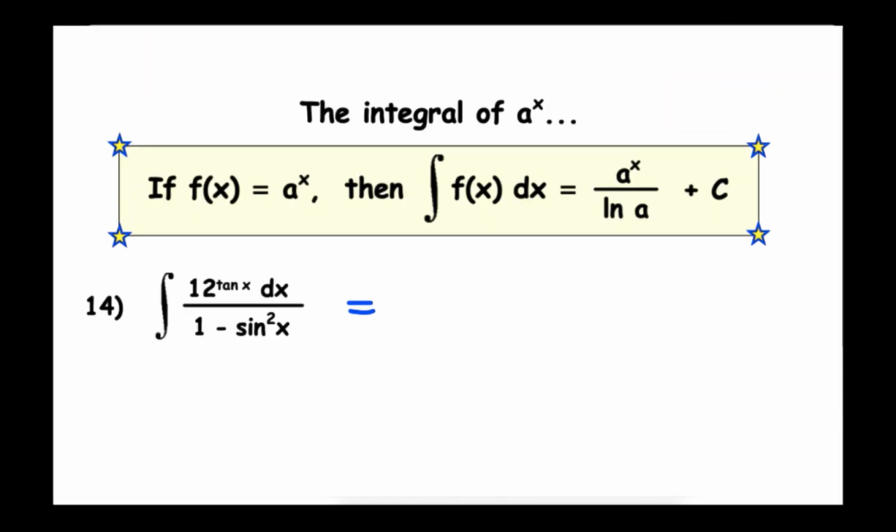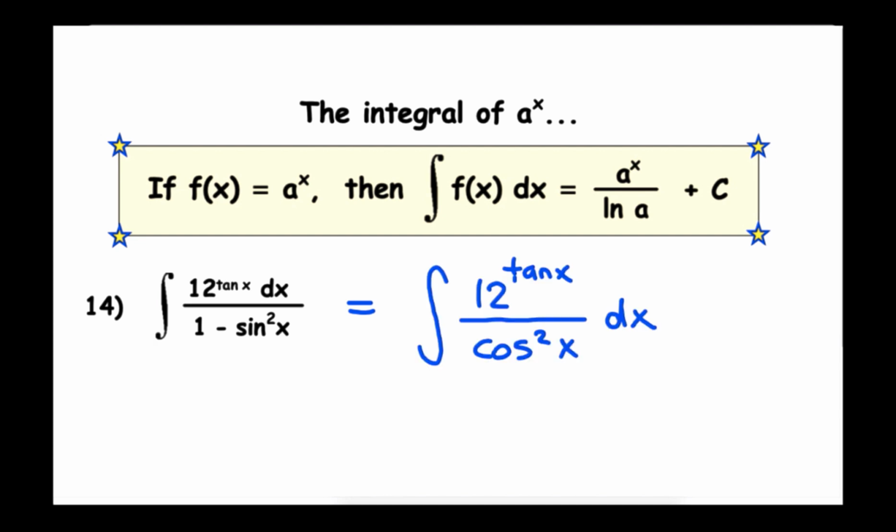Okay, just a couple more to go. Here's number 14. Again, you can see quite the spectacle. I do see 1 minus sine squared, which again, I'm like, that's cosine squared. I recognize that from the golden sheet. At this point, clearly we're going to need a u sub. We want to make it so that it's 12 to the u. So we want the u to be tangent of x. And then, of course, du, the derivative of tangent, would be secant squared.